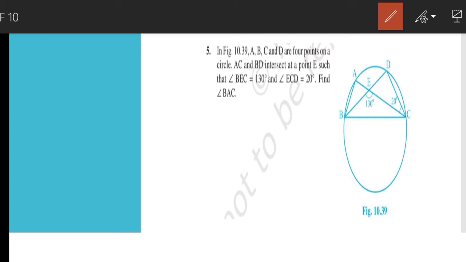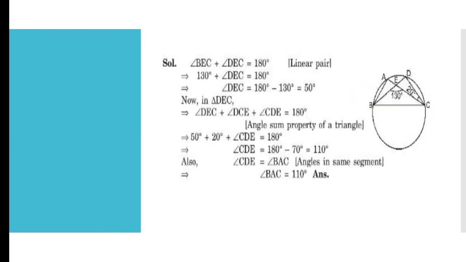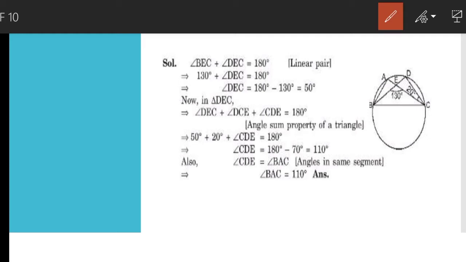We need to find BAC. That means we need to find this angle BAC. So let's move on with our solution. So here we have the circle and the point E lies on the line BD. So at the point E we will get 180 degrees. So together we will get BEC plus angle DEC is equal to 180 degrees. Now BEC is already given as 130 degrees. So subtracting, DEC we will get 180 minus 130, that is 50 degrees.